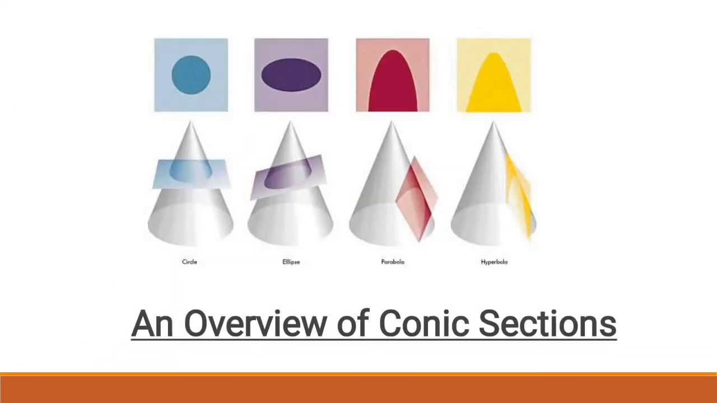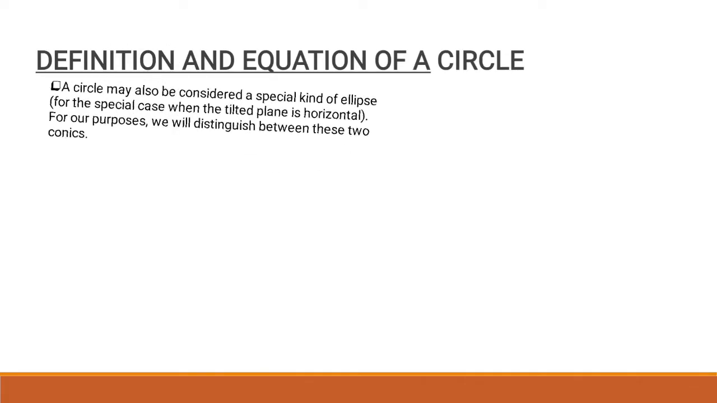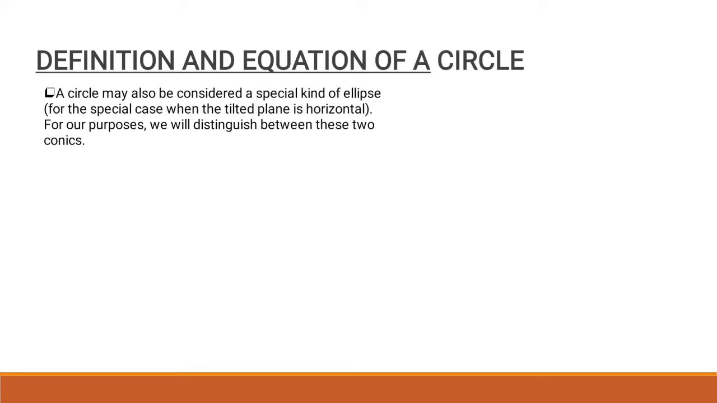An overview of conic sections. You will see a cone and a plane. As they intersect each other, they will form a circle, ellipse, parabola, and hyperbola. The definition and equation of a circle. A circle may also be considered a special kind of ellipse, for the special case when the tilted plane is horizontal. For our purposes, we will distinguish between these two conics.